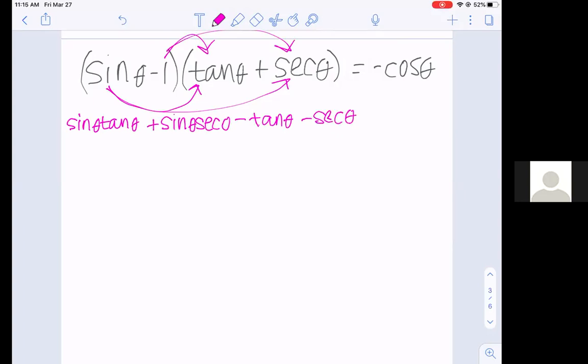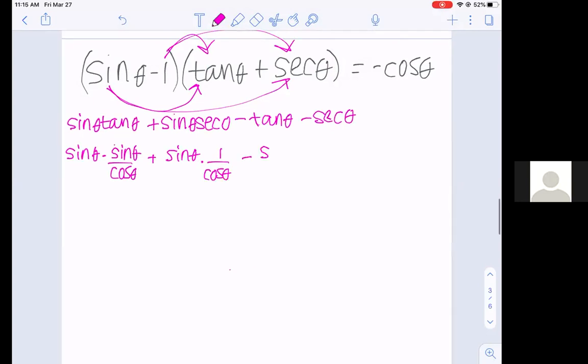Okay, then I'm going to change everything that is not sine and cosine into sine and cosine. So this is going to be sine theta times sine over cosine, plus sine theta times 1 over cosine, minus sine over cosine, minus 1 over cosine. Okay, and again, this is 1, 2, 3, 4 terms.